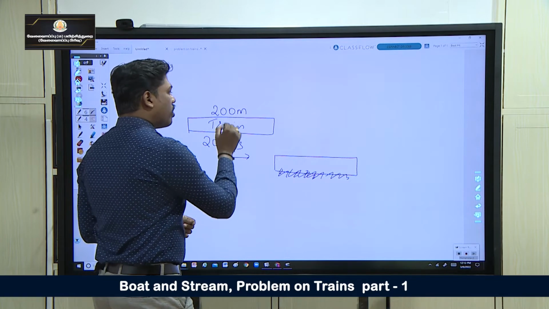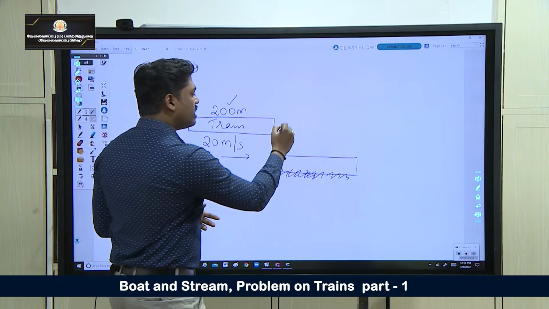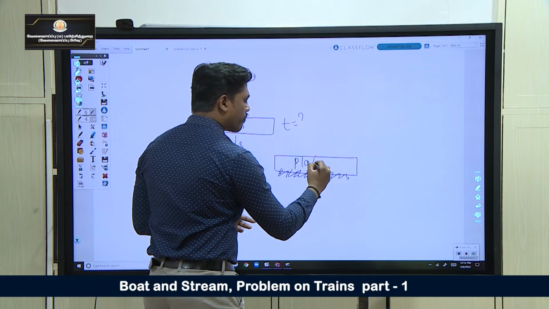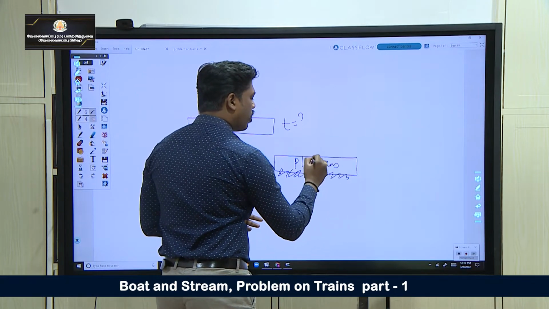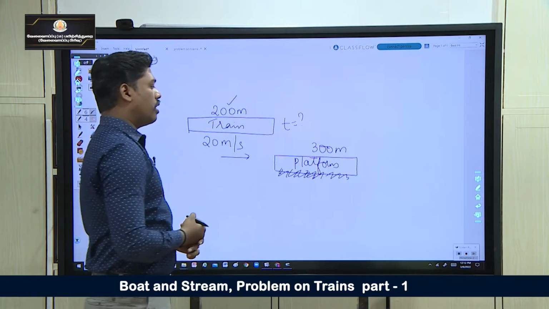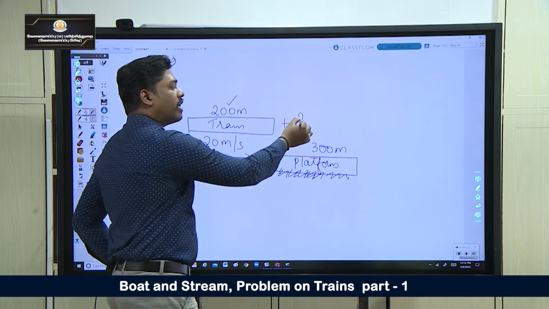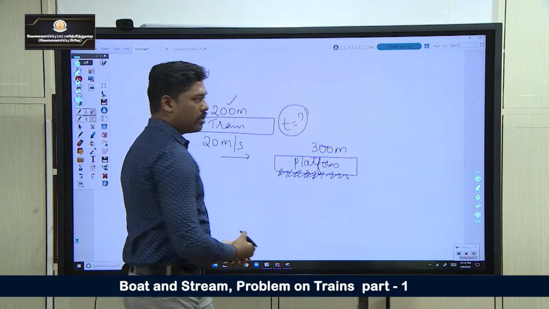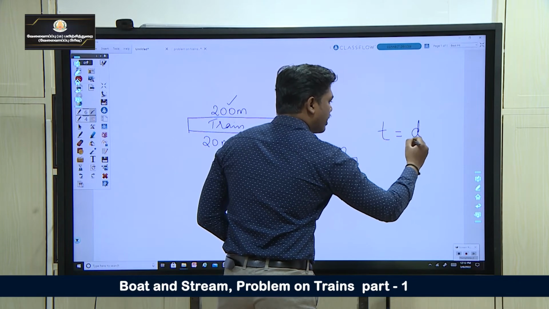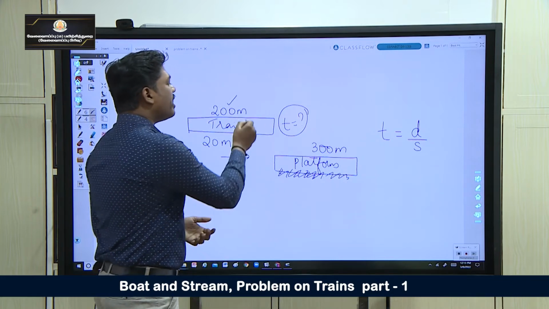A train of 200 meter moving at a speed of 20 meter per second. In how many seconds will it cross a platform of length 300 meter? So what can we do here? We are asked to find out time. So what is the formula for time? Time is equal to distance by speed. So here, how much distance are we having?